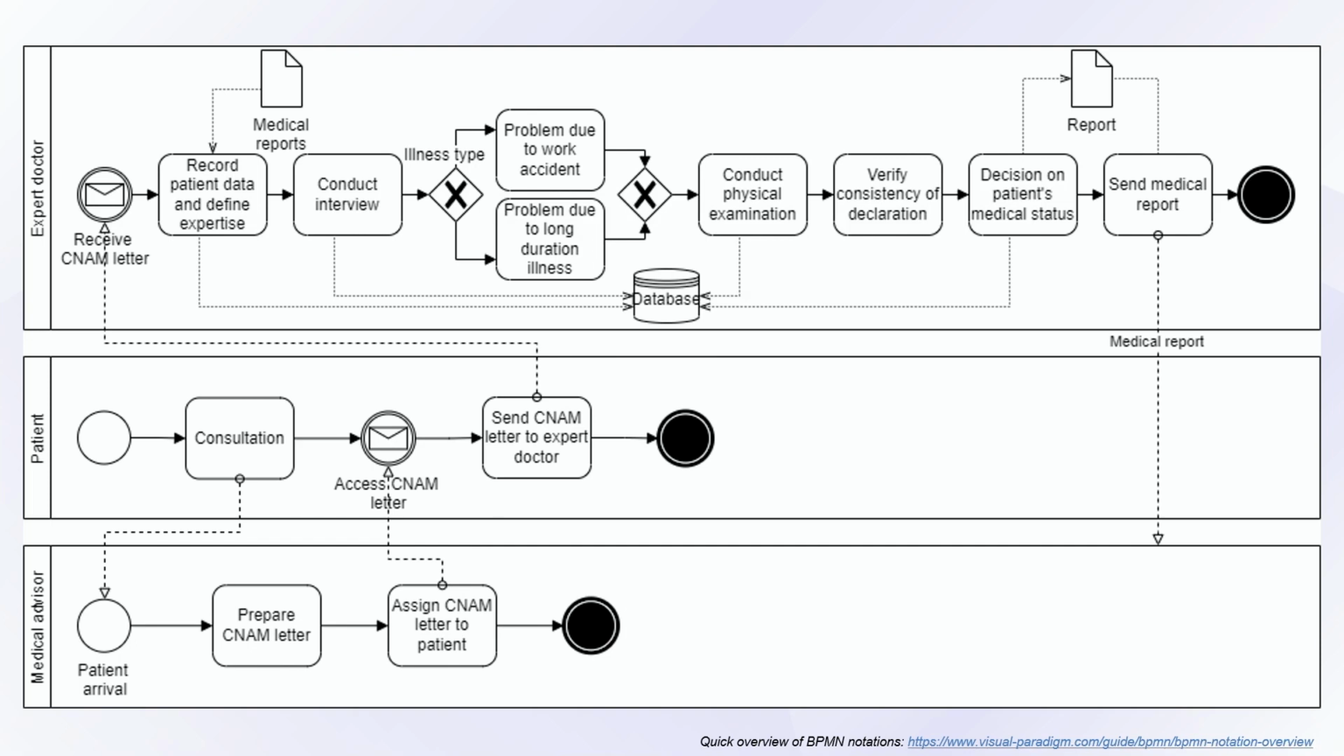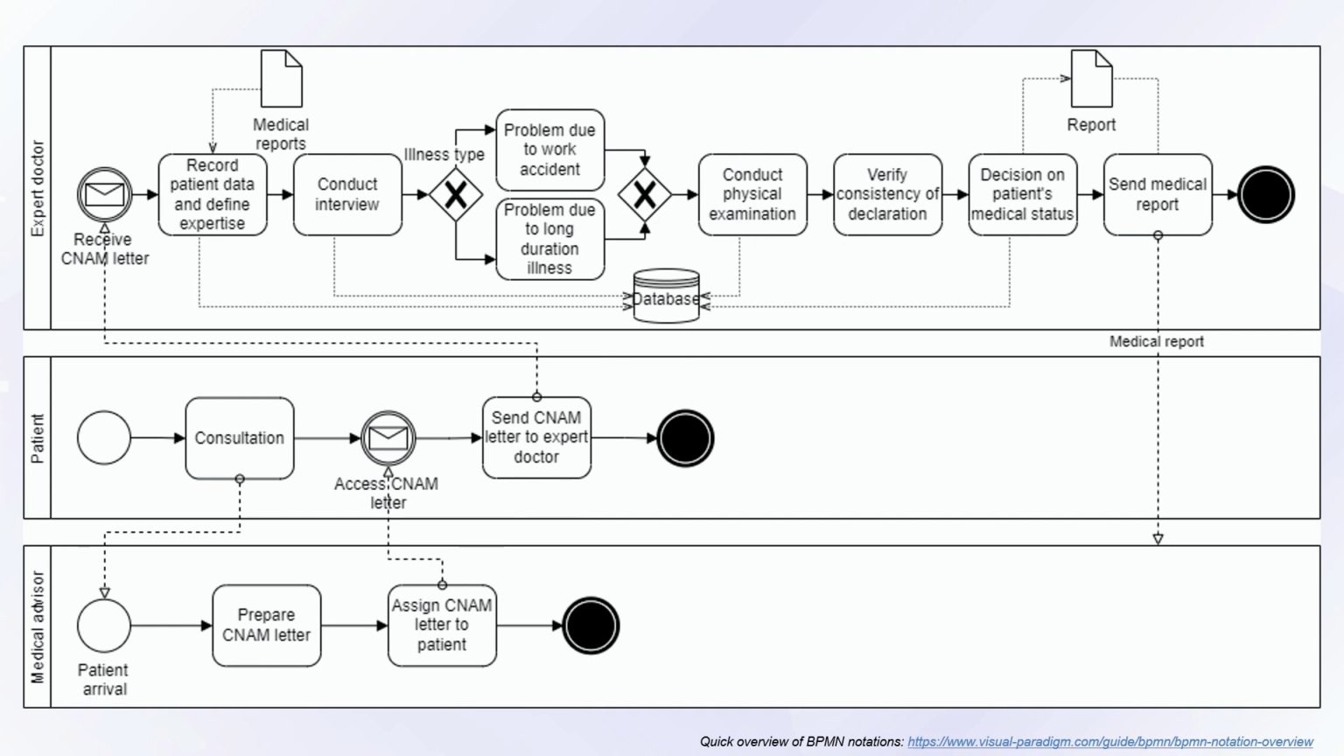For example, during the interview, the expert doctor collects whether the patient suffers from low back pain, the type of illness, whether the patient is diabetic, and also asks for personal information, for instance, marital status, number of children, and the last job type or the current job type. Therefore, the expert doctor identifies the illness and studies the necessary documents related to either the work accident or the long-term illness. Next, the expert doctor performs the patient's physical examination and records the results.